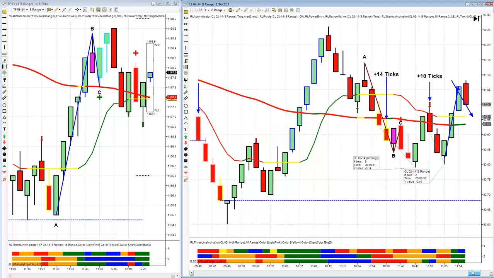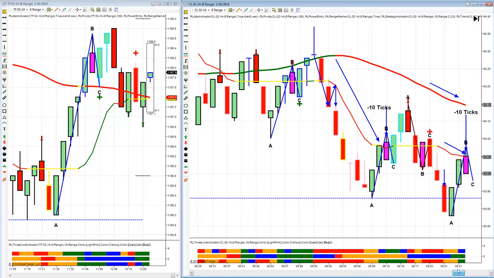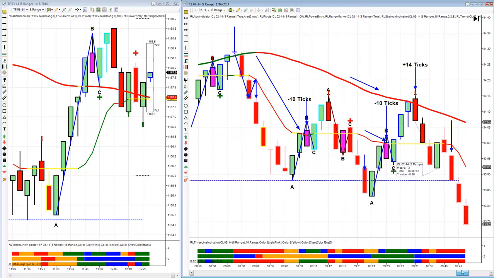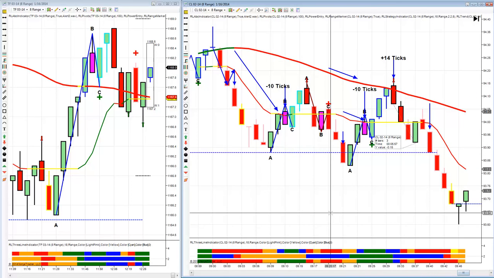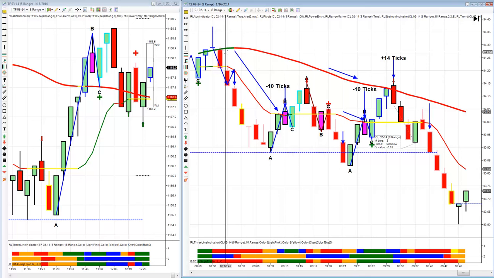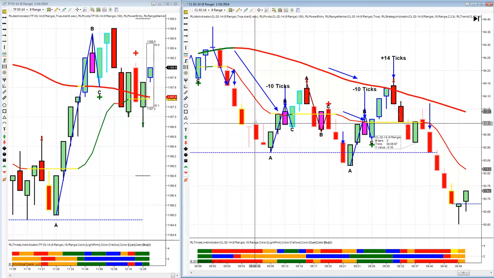Let me start here on crude oil. Today was a tough day. We started off with a move to the downside. Couldn't catch this first move down. It occurred at 8 o'clock in the morning. The room was not open. We then got a retracement.